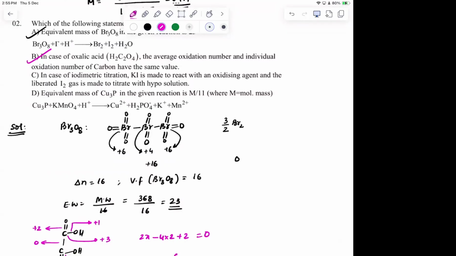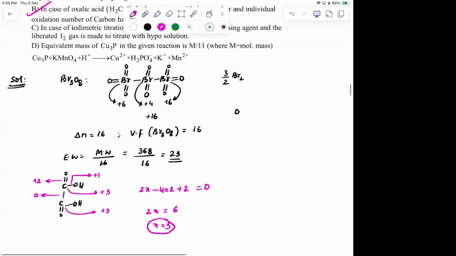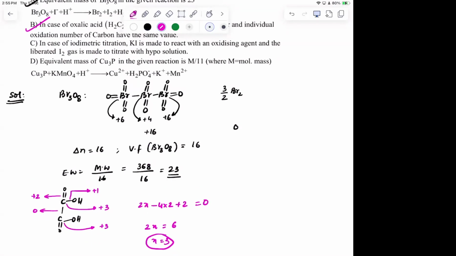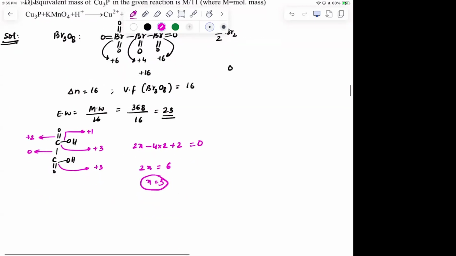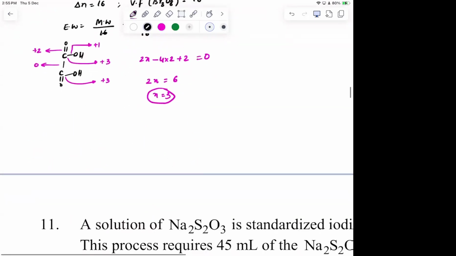Next, the C part: in case of iodimetric titrations, KI is made to react with an oxidizing agent and then the liberated iodine is titrated with hypo. Okay. Now let me again remind you of the difference.